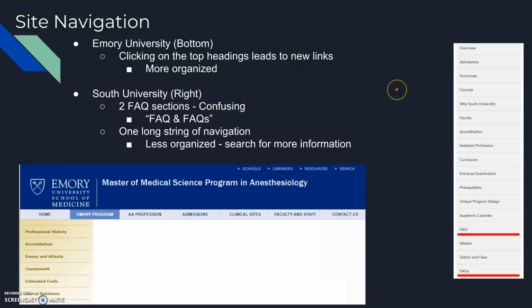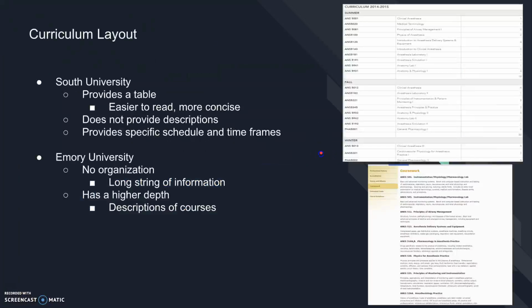South University, however, has two different FAQ sections, as you can see here, and they both lead to different pages. This can be very confusing to a reader and does not present concise information, but rather introduces redundancy. The navigation bar is also just one long string of links with no new links popping up. The effect is less organized navigation and the user requiring more time to get all the information that they require.